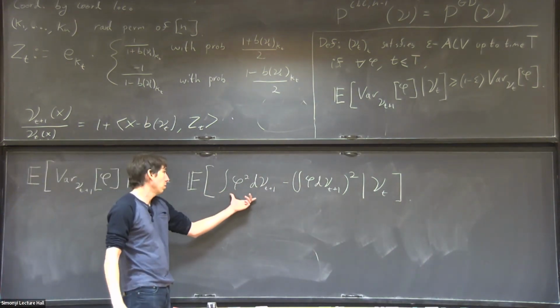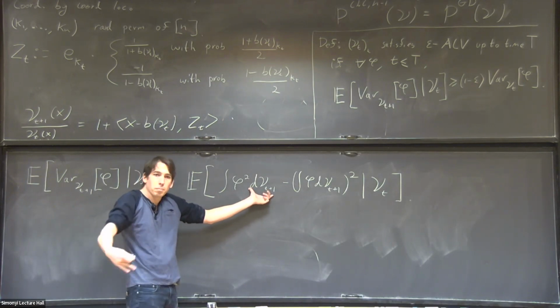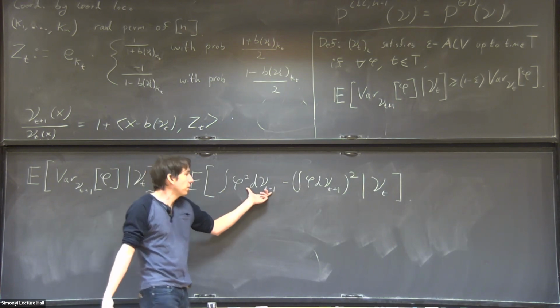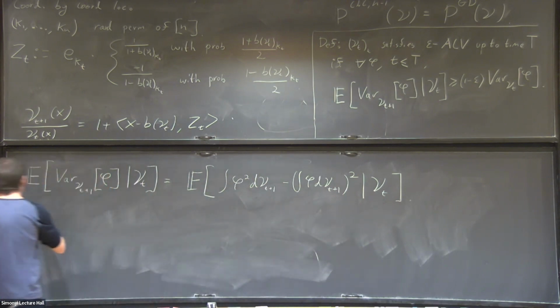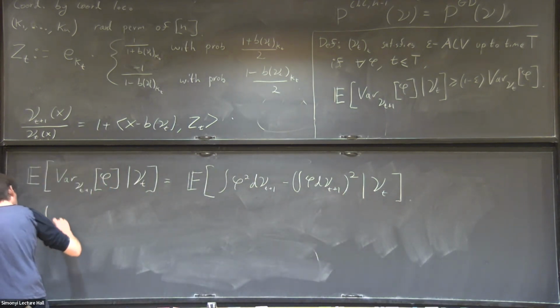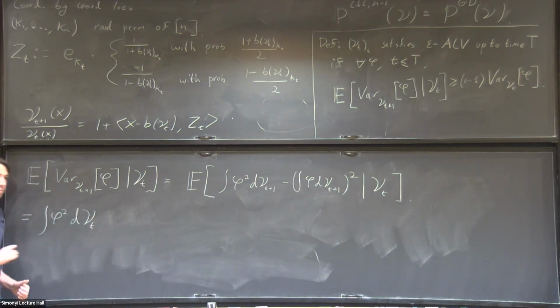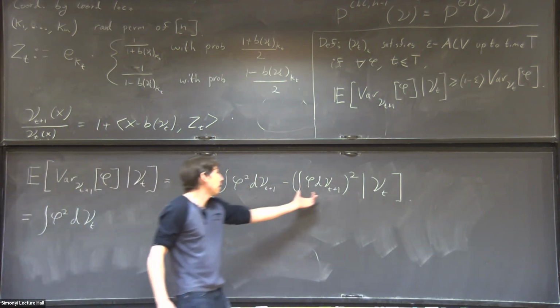Now look at this term. I know that the measure nu t, as a measure valued process, is a martingale. So this conditioned on this is just nu t. So the first term is just the integral of phi squared d nu t, in expectation. Okay.